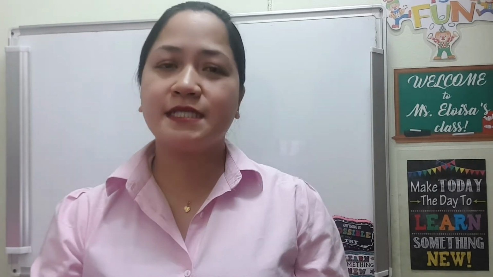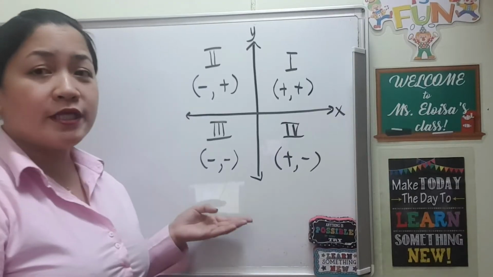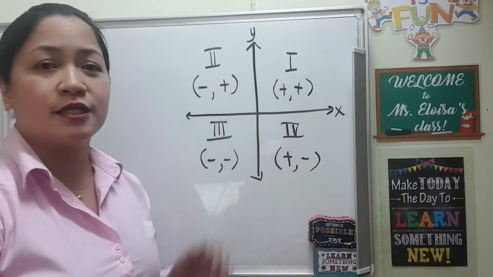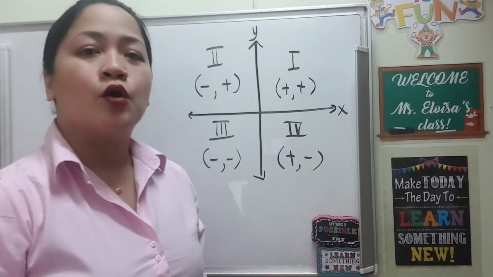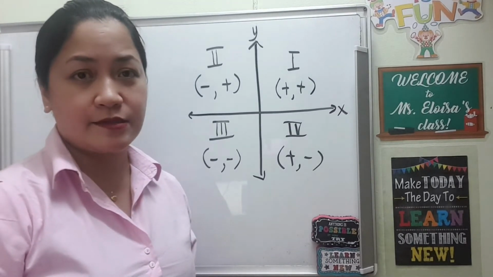Last time, we studied about ordered pair relationships. And we know that the coordinate plane is divided into 4 quadrants, and we name each quadrant using Roman numerals. We can know where to find each point by looking at their signs also.